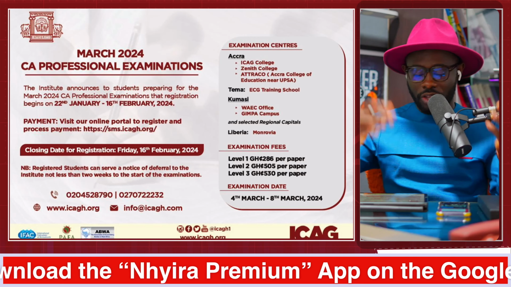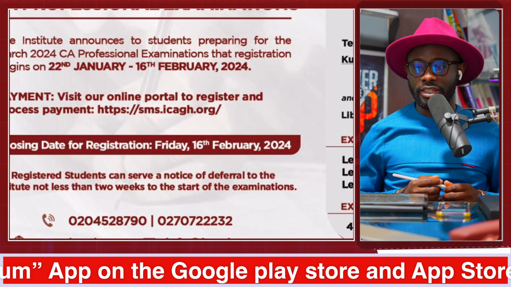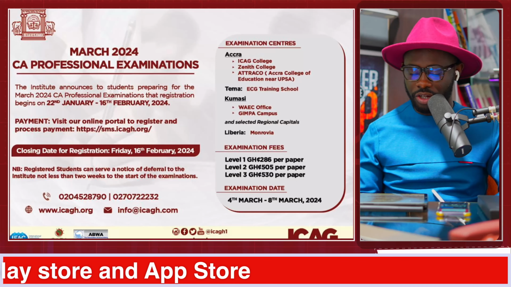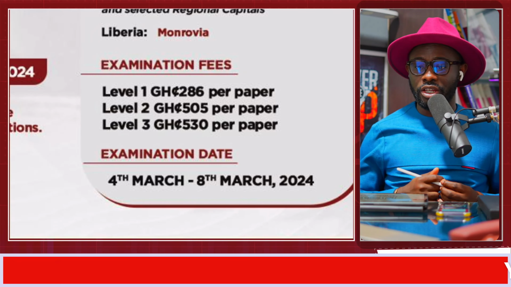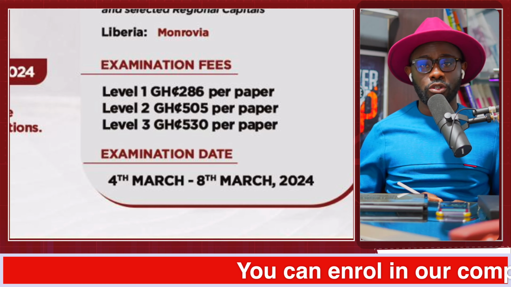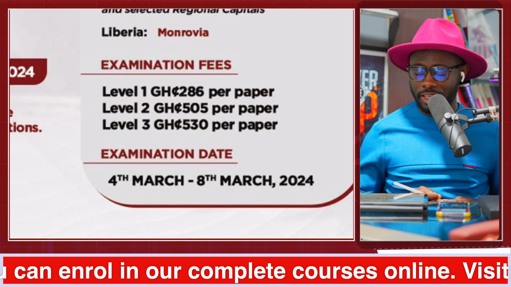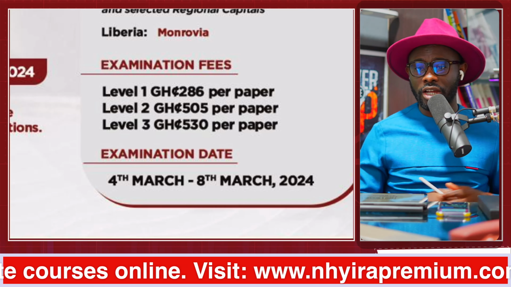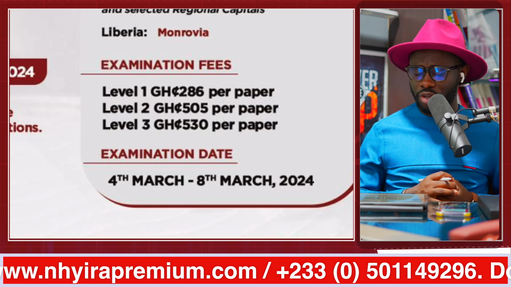To register, you know that already. You go to your student portal, that is sms.icag.com, and you'll be able to do your registration when the registration ultimately opens. Most importantly will be the examination fee. Level 1 bumps up a little bit to 86, level 2 505, level 3 530 Ghana cedi per paper. The examination is going to be taking place between 4th of March 2024 and 18th of March 2024.